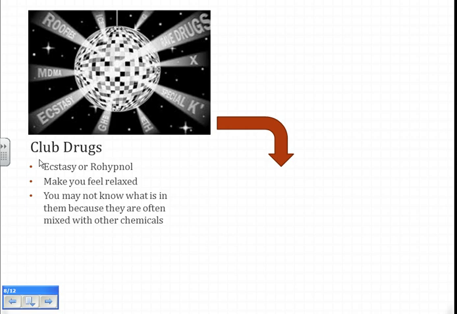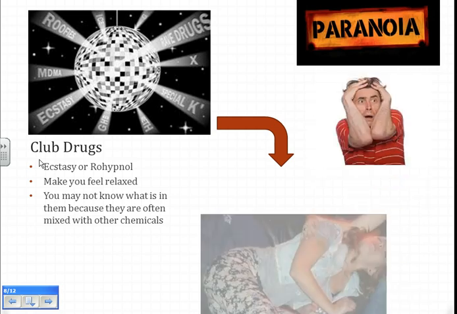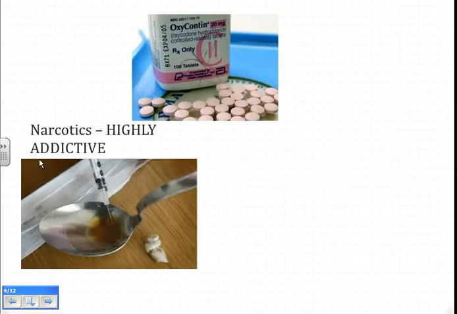Depending on what drug is taken, effects can range from paranoia, as is the case with ecstasy, to feeling dizzy or sleepy, as is the case with Rohypnol, where the user actually blacks out and experiences memory loss. This is why Rohypnol is called the date rape drug.